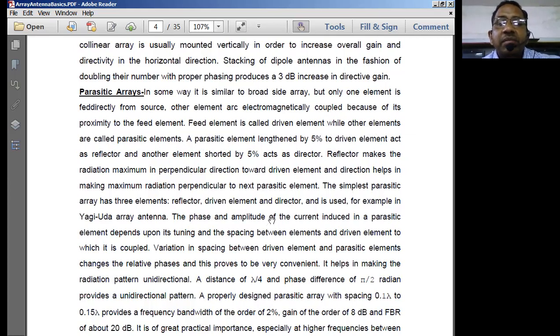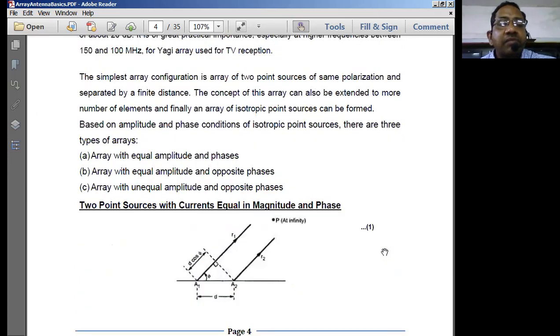The parasitic elements lengthened by 5% relative to the driven element act as reflectors, and elements shortened by 5% act as directors. So here we have other distinctions like reflector and director. We will discuss them in detail when we come to Yagi-Uda antennas and reflector type antennas.